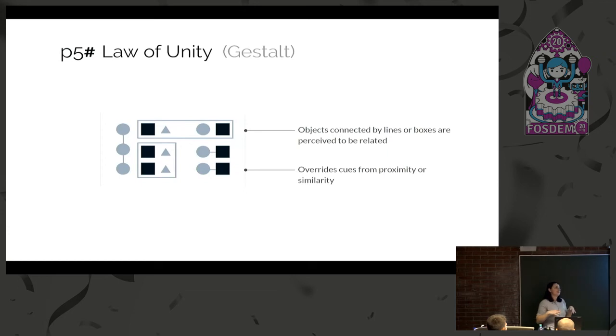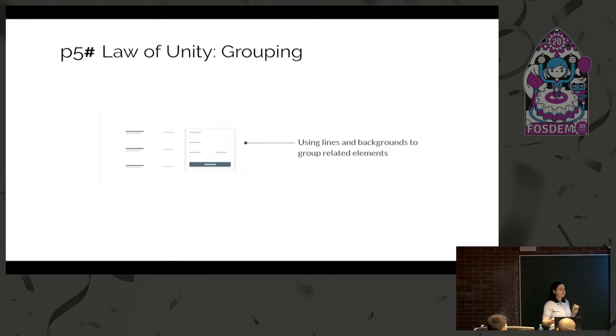And having the similarity and proximity principles in mind, there is an even stronger principle called the law of unity, which can override cues from these principles. If we are linking consecutive objects by lines or by borders or by background color, we can suggest that they are related. And here is an example. For instance, in an activity stream, if you just separate entries with lines, people will perceive each as an entry, or that could be a login form.